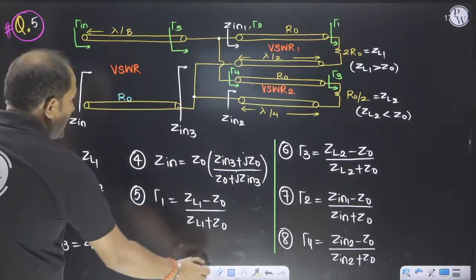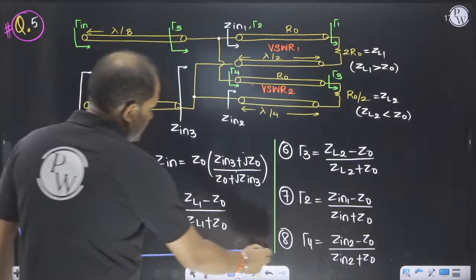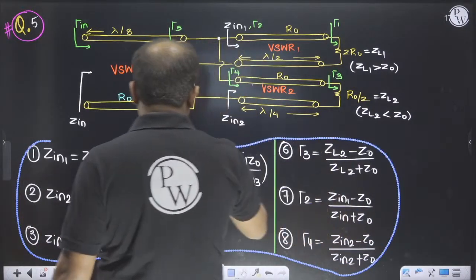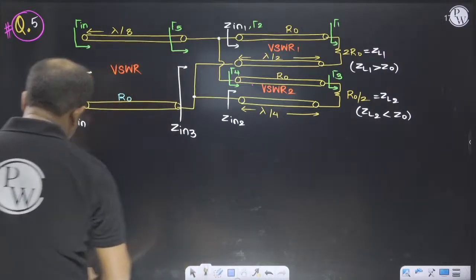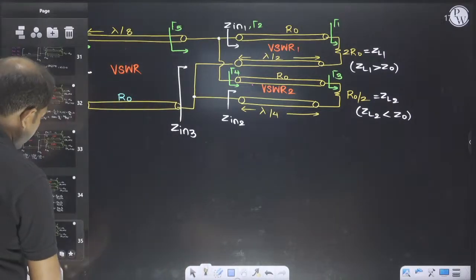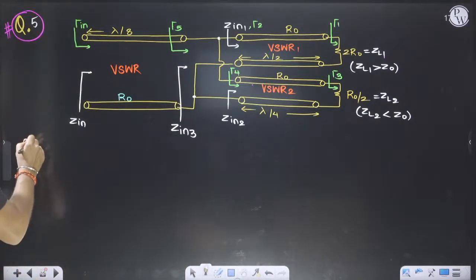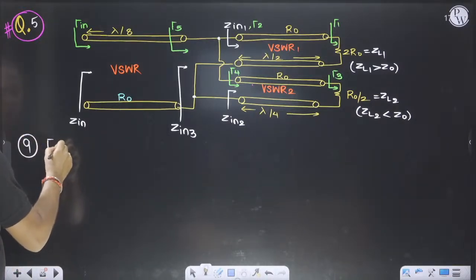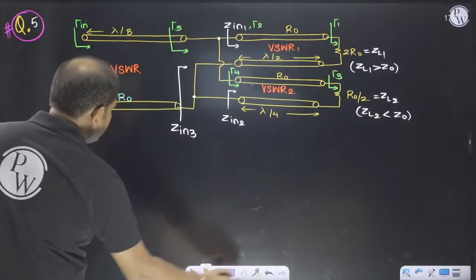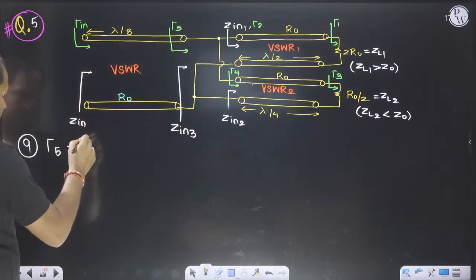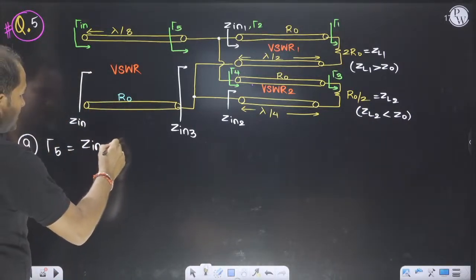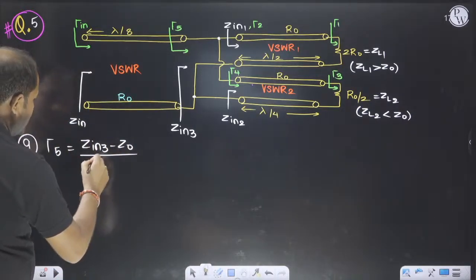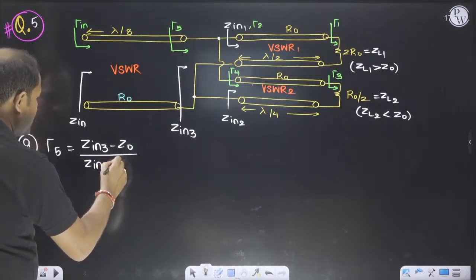So you have to apply some mind, then you will analyze this formula. Ninth one is gamma 2, gamma 5. Gamma 5 is (Z in 3 minus Z naught) upon (Z in 3 plus Z naught).